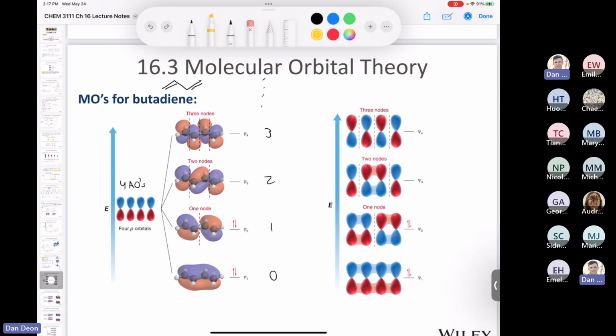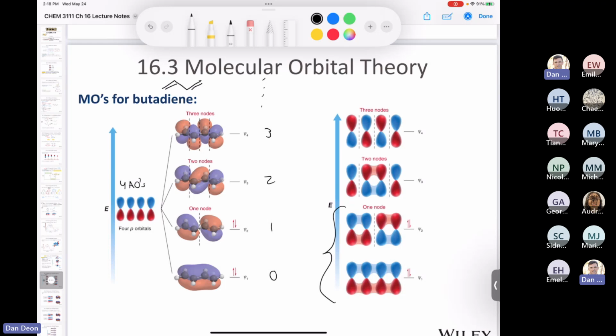And what you notice is that since each p orbital has 1 electron and each molecular orbital can hold 2, we have a total of 4 electrons. So where are they all going to go? They're going to go in the first 2 molecular orbitals, right? They're going to go in the one with 0 nodes and 1 node.